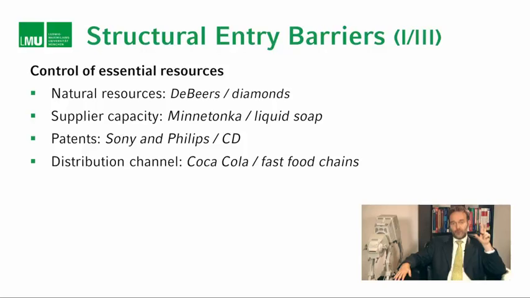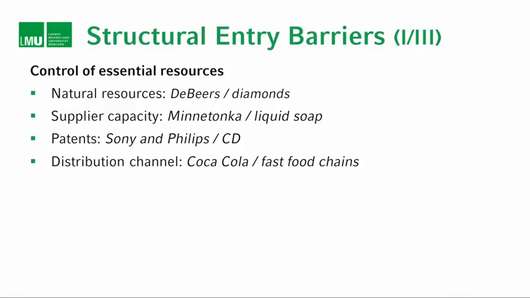Having access or having control over a distribution channel is another important factor in creating entry barriers, in having structural entry barriers. So Coca-Cola, for example, signs exclusive contracts with fast food chains. And that means that even if you have a fantastic soft drink, if you have a fantastic product as such, it's going to be difficult to get it to the end consumer because other firms have signed up exclusively to selling Coca-Cola soft drinks. Okay, so that creates a problem for potential entrants because the distribution channel is already occupied, is already taken.